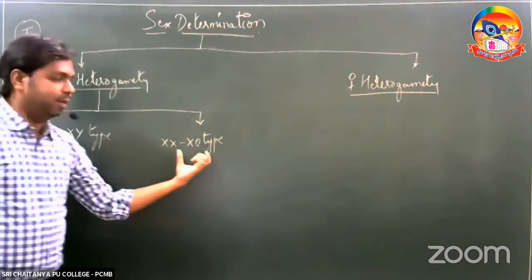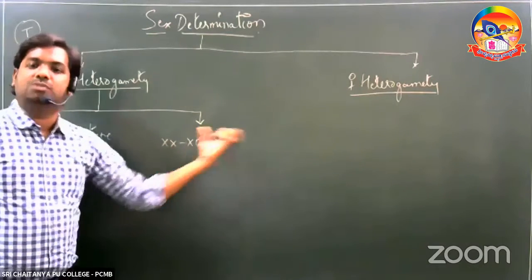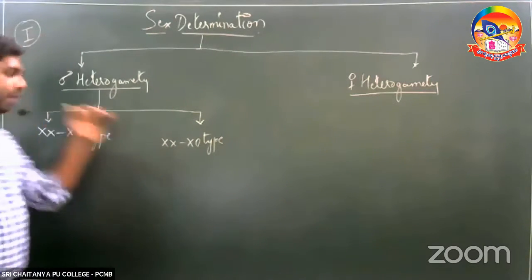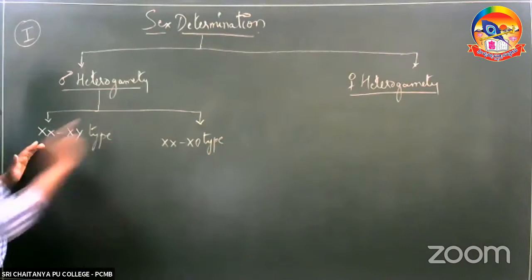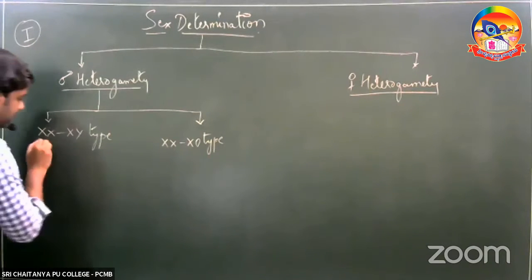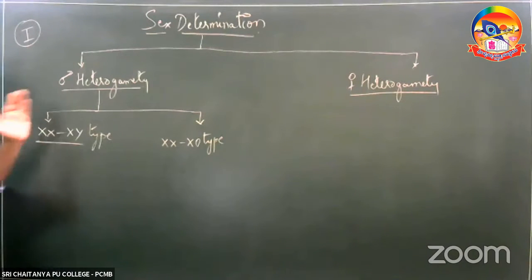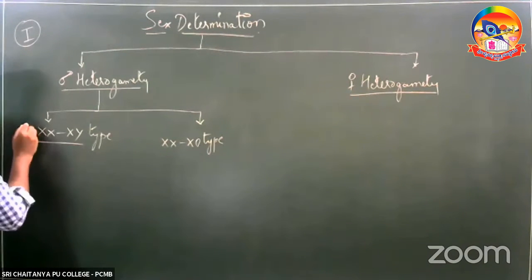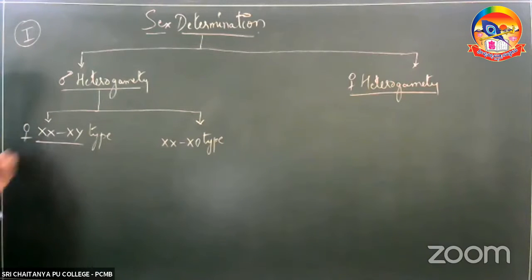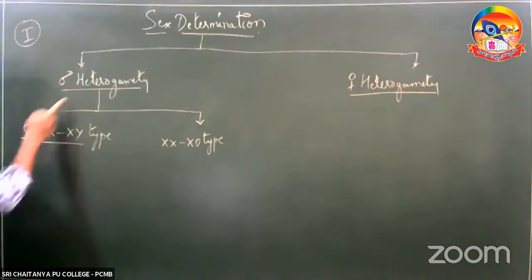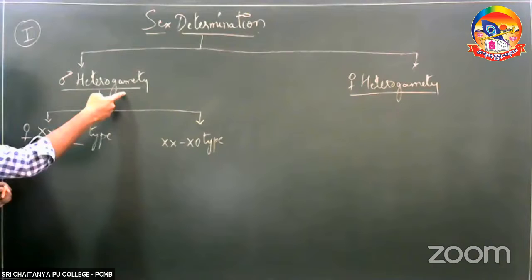The second category would be XX and X0 type of sex determination. So let us first begin with this, then we'll move on to that. Now, talking about this XX and XY type of sex determination, which is male and which is female in this? XX would be the female. Why is XX female? Because we are talking about male heterogamety.